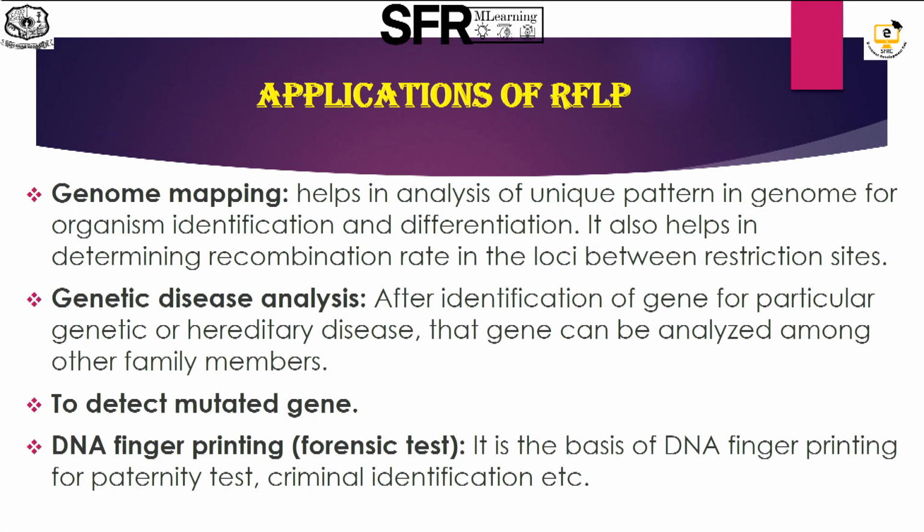So, next are the applications of RFLP. The RFLP technique is mostly applied in the fields of genome mapping, genetic disease analysis to detect mutated genes, and DNA fingerprinting. In genome mapping, it can be used to analyze sequencing studies. The next one is genetic disorders. We can easily find hereditary or genetic-level diseases such as cystic fibrosis. Next is DNA fingerprinting. With DNA fingerprinting, we can easily carry out paternity tests or criminal identification.